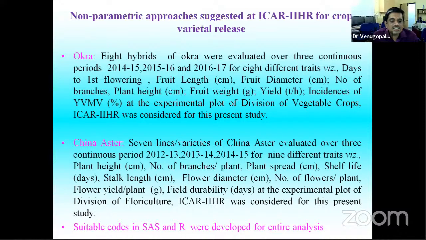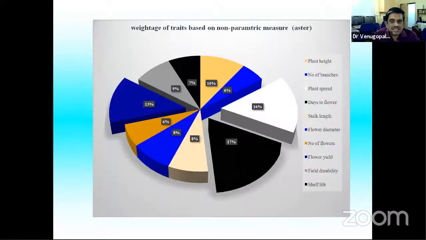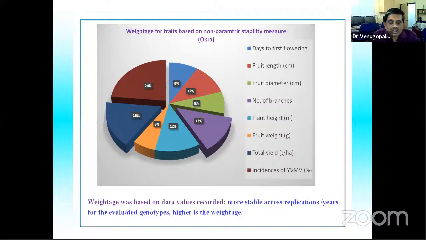In Okra and China Aster, we have done this and I will present the results. The first step is that we need to identify the weightage for the traits using the non-parametric measure. This is the weightage given for the particular trait. So how has the weightage been worked out based on the non-parametric measure? Whichever traits have high stability, that is, least variability in a given year or across seasons or across locations, will automatically take the higher weightage. Accordingly, the weightage has been derived. Similarly, for Okra, the weightage has been decided based on the data generated by the breeder, not arbitrarily.